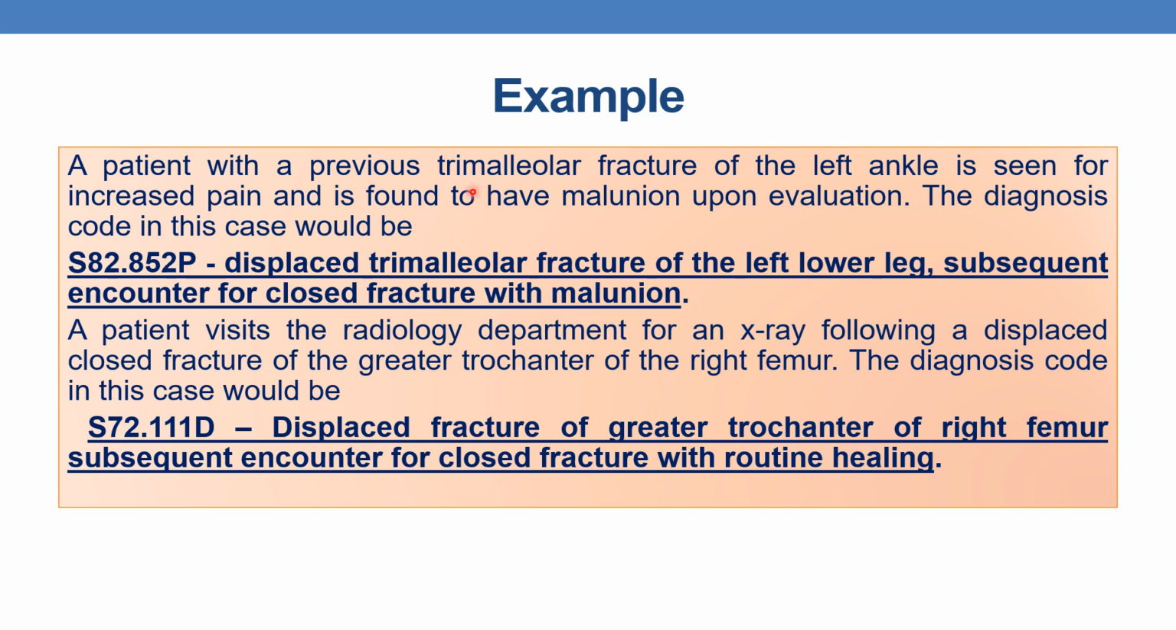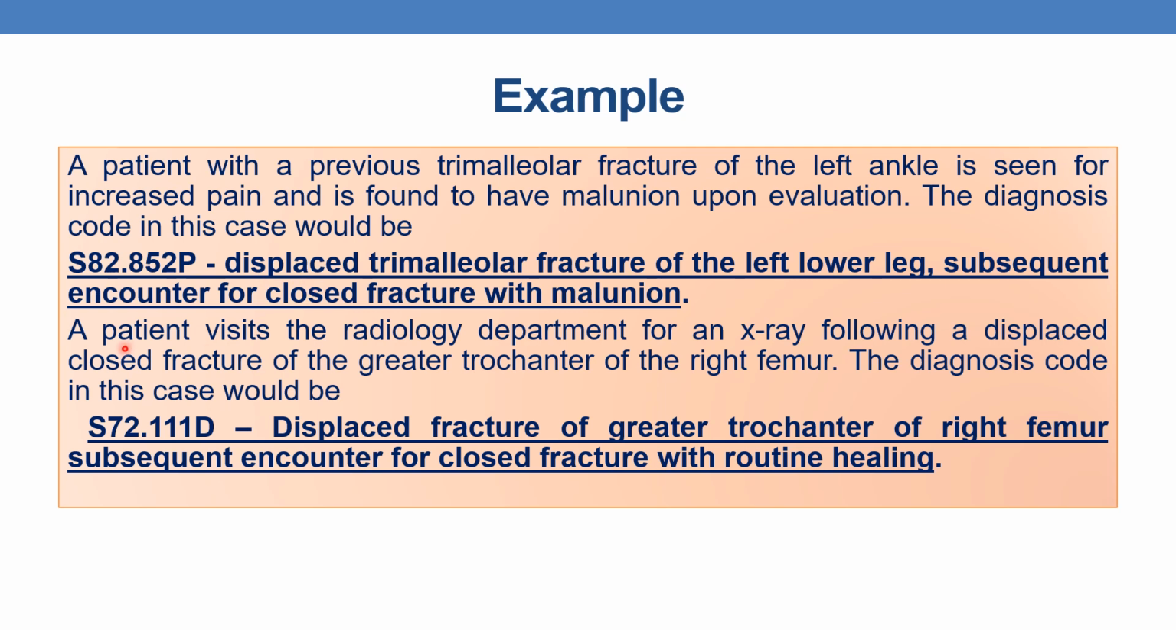And second, it is not mentioned whether it is displaced or non-displaced. So by default you need to code displaced. So the appropriate code for this scenario is S82.852P. Displaced trimalleolar fracture of the left lower leg, subsequent encounter for closed fracture with malunion, indicated by 7th character P. Because it is not mentioned whether open or closed, we have gone for closed fracture. And because it is not mentioned whether displaced or non-displaced, we have gone for displaced by default.